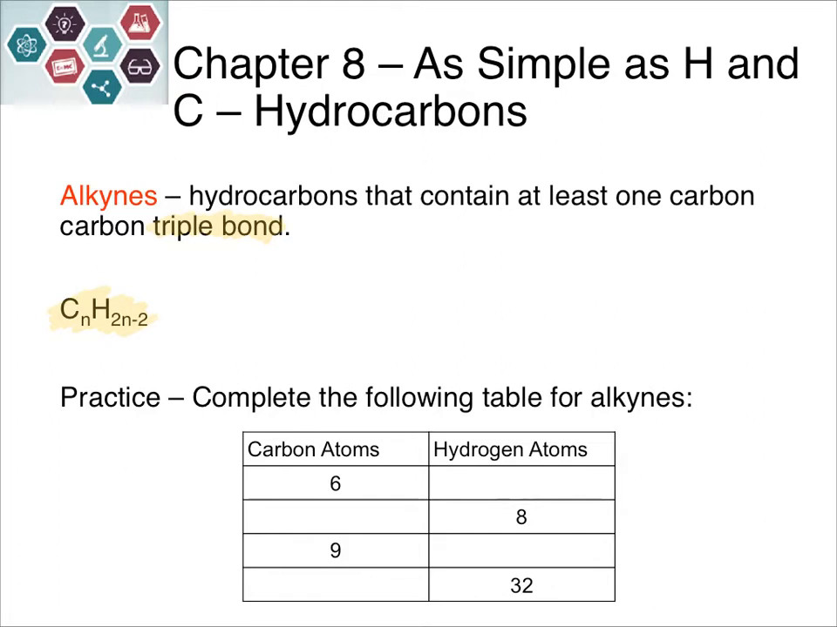So same process as we did for the other sets. If there's 6 carbon atoms, we'll do 6 times 2 minus 2, which is going to be 10. So 6 carbon atoms must have 10 hydrogens. 8 hydrogens has to be equal to the 2n-2, which means we're going to have 5 carbons. If there's 9 carbons, 9 times 2 minus 2 is going to be 16. And then 32 equal to 2n-2 will be 17.